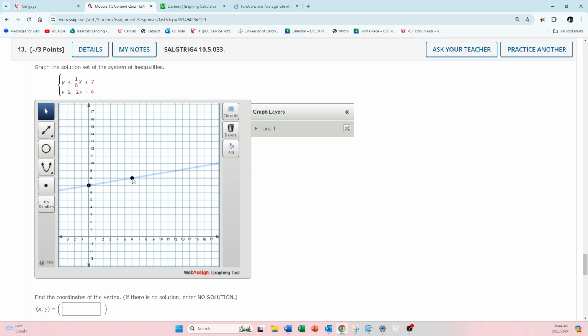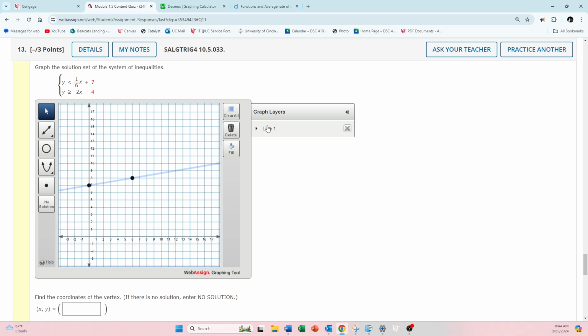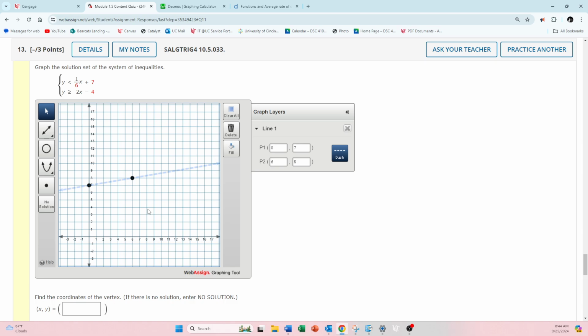Now let me worry about the fact that it says less than. So the first thing I'm going to do, because it says less than, I need a dotted line. It does not say less than or equal to. So I'm going to click line 1 and make that a dashed line. And then the next thing I'm going to do is, because it's less than, I'm going to fill in. Well, maybe I should mentally fill in below that. The reason I say mentally do that is because I still have to worry about where I'm going to fill in the second equation.